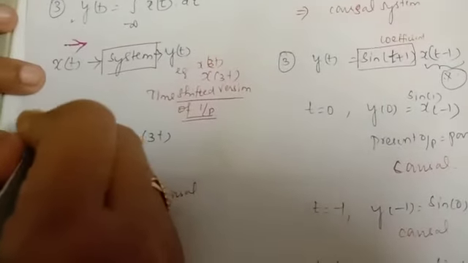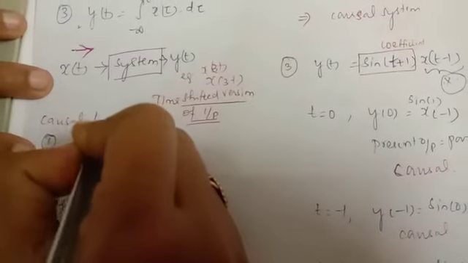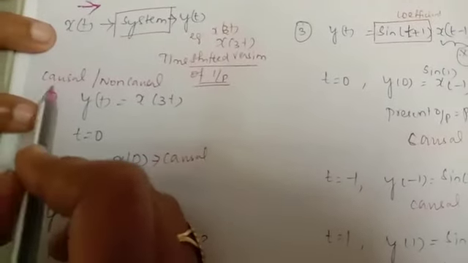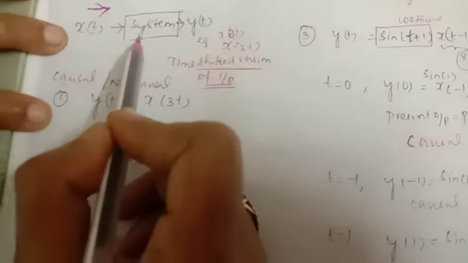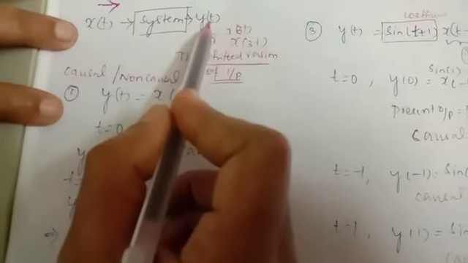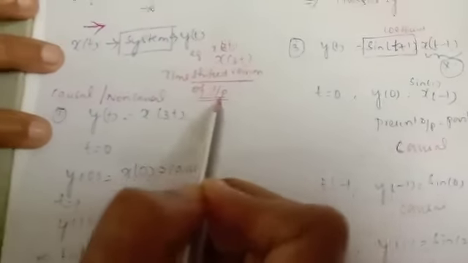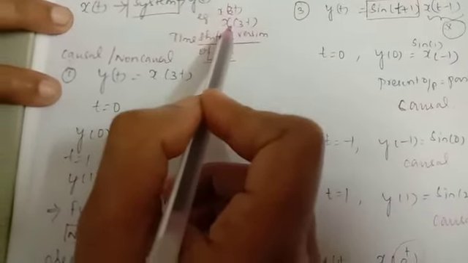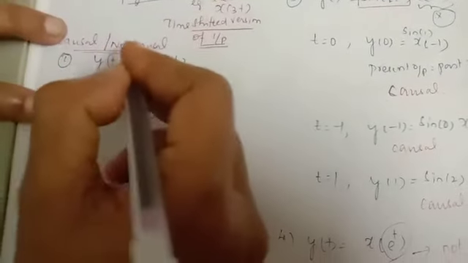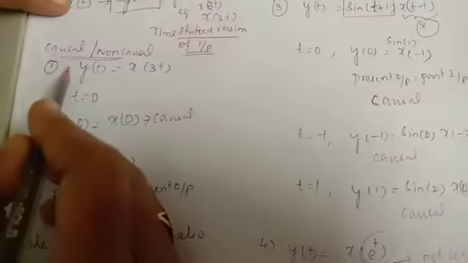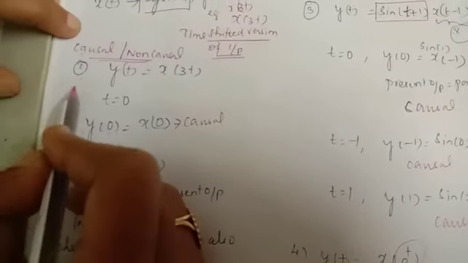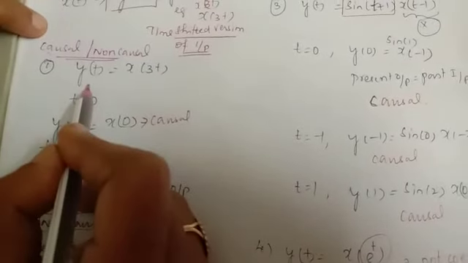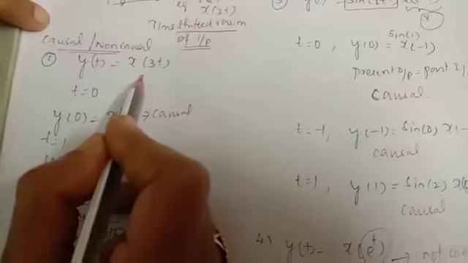So the first property we are going to check is whether the given system is causal or non-causal. We have studied that a system collects the input and produces the output. The output will be the time shifted version of input. It may be any combination, anything related to the input. So we'll check the properties of the system one by one. The first property is causal or non-causal. The first example is y of t equal to x of 3t. We need to check whether the given system is causal or non-causal.